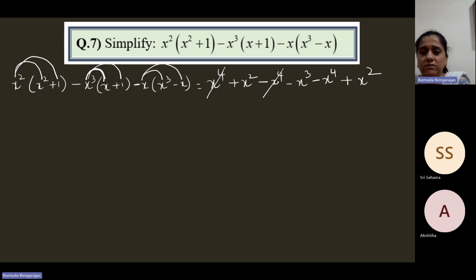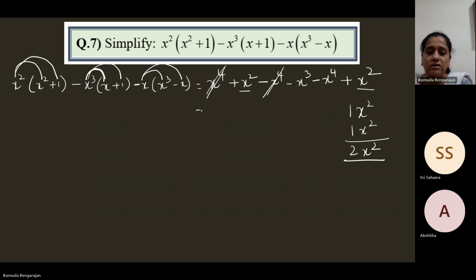Which one? The other one. How? Plus x to the power 4 minus x to the power 4 cancels. Then x squared, x squared, x squared, x squared. It's addition. It's not multiplication. Now it's addition. 1, 1. 2x squared. 2x squared. Then minus x cubed minus x to the power 4.